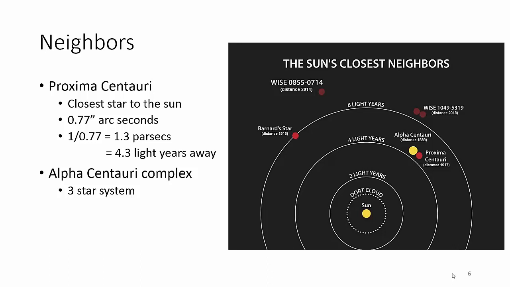And then you can see it's 6 light years away. We have Barnard's star, then we have WISE, and then we have another WISE.